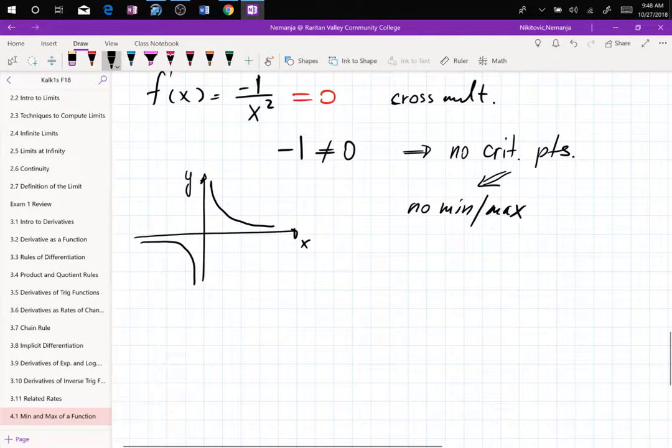So are all discontinuous functions like that? No.